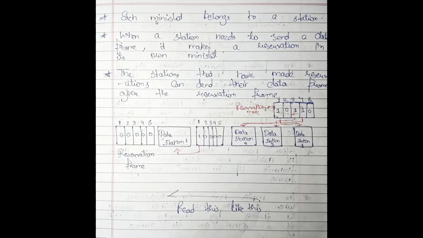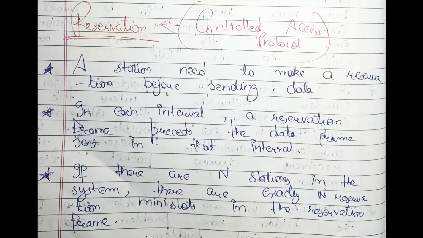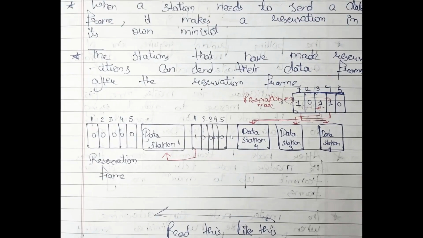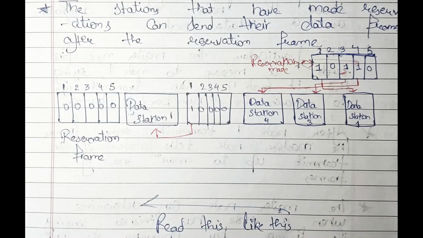Each mini slot belongs to a station. Of course, when a station needs to send a data frame, it makes a reservation in its own mini slot. This is the procedure. The stations that have made a reservation can send their data frames after the reservation frame. Now, what these two points mean is that in each interval, a reservation frame precedes the data frame, meaning it will be followed by the data frame from behind. So basically, if you see over here, read it in this order.